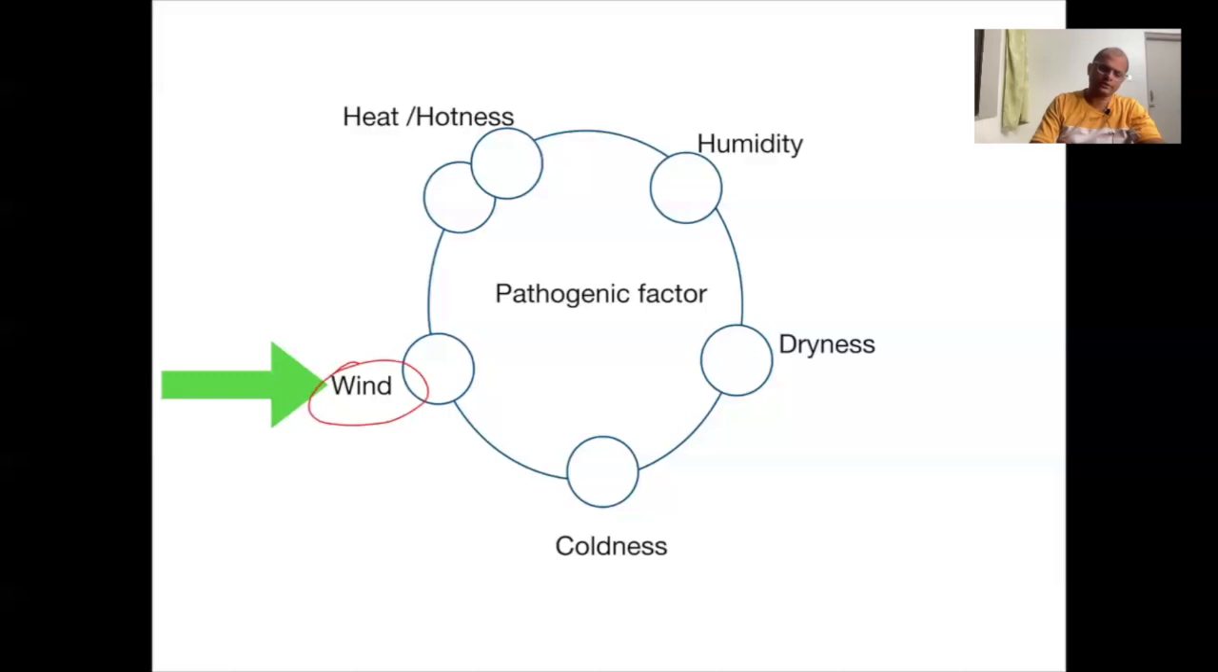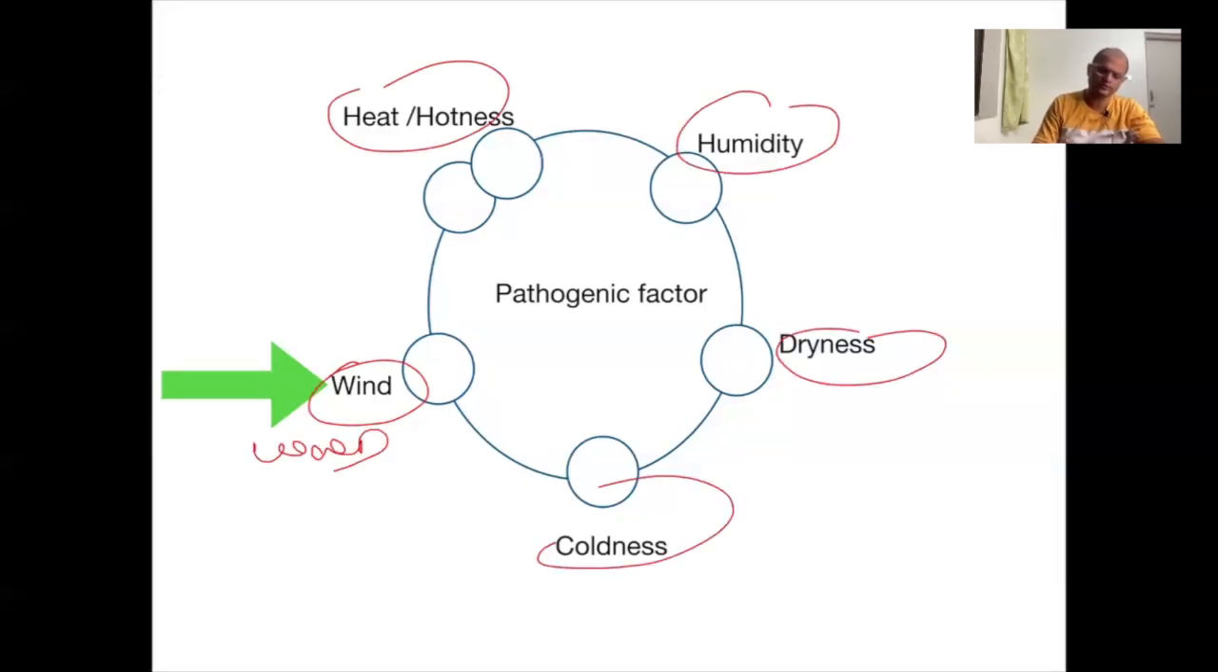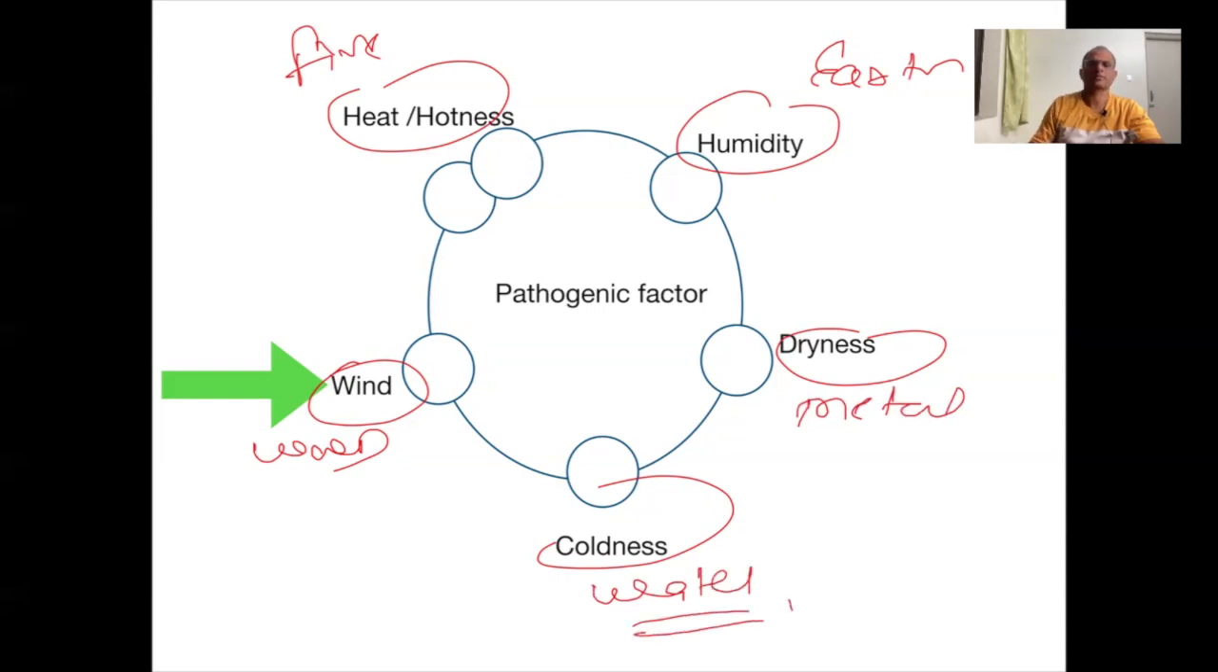We know wind, heat, hotness, humidity, dryness, and coldness means wood, fire, earth, metal, and water. So wind can create the disease. Wind might be good or bad, heat might be good or bad, humidity might be good or bad, dryness, coldness might be good or bad. ये जो एनर्जीज हैं ये अच्छी हो सकती हैं जब बैलेंस है, और ये खराब हो सकती हैं जब इम्बैलेंस है.